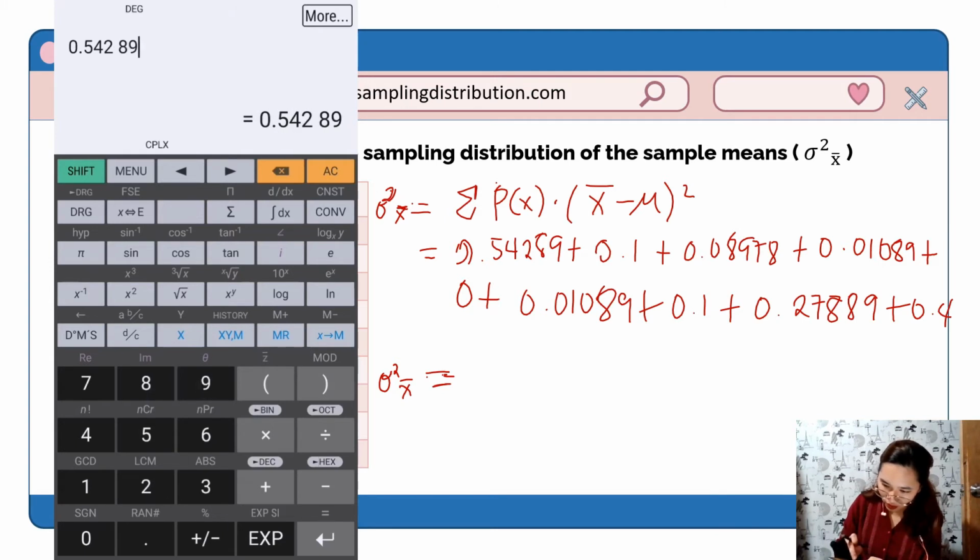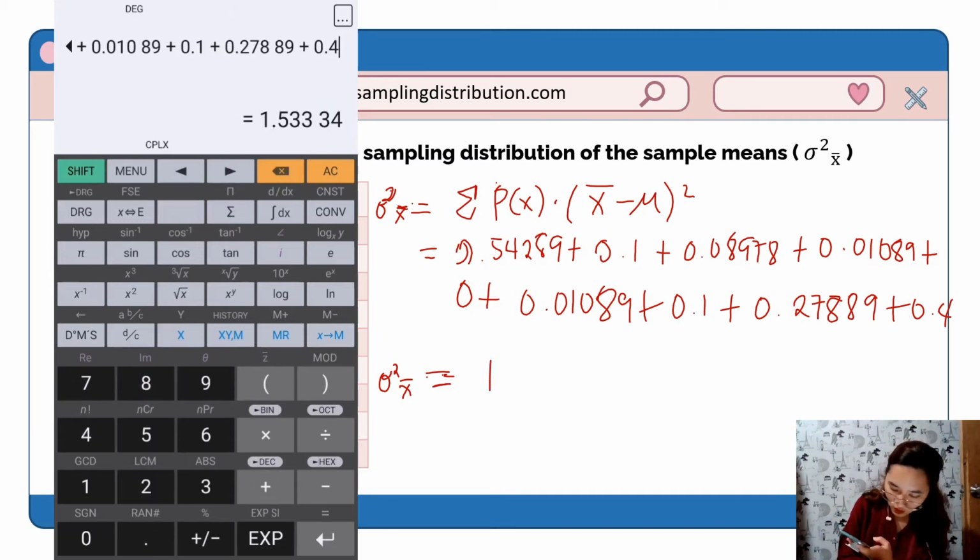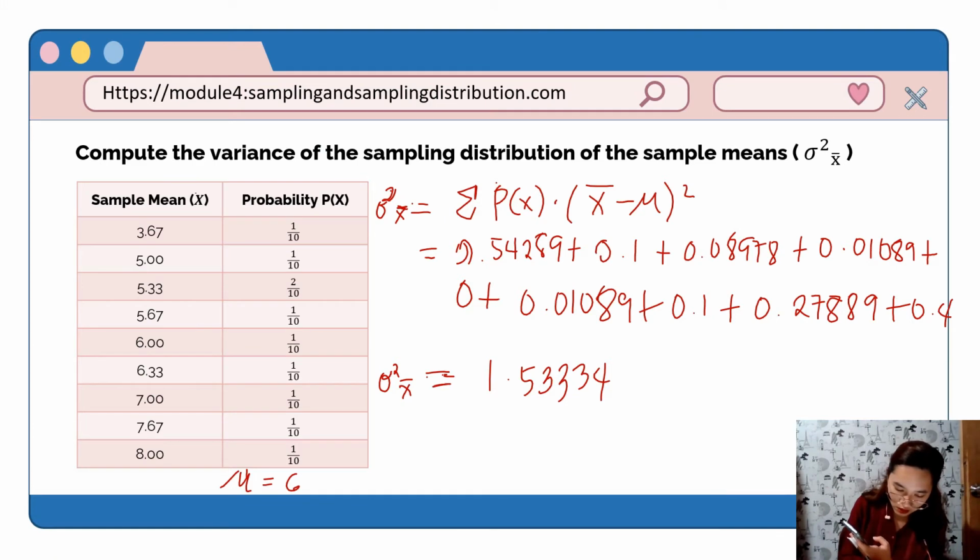0.54289 plus 0.1 plus 0.08978 plus 0.01089 plus 0 plus 0.01089 plus 0.1 plus 0.2788 plus 0.4. That will give us 1.53334. Or kahit ano na lang, 3 decimals na lang. So, we have 1.53. Kaya na lang.